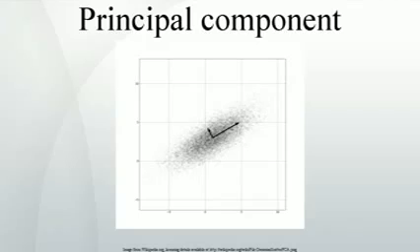Applications. Neuroscience. A variant of principal components analysis is used in neuroscience to identify the specific properties of a stimulus that increase a neuron's probability of generating an action potential. This technique is known as spike-triggered covariance analysis.